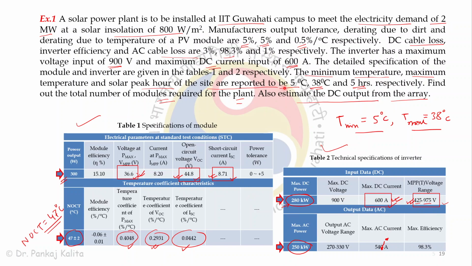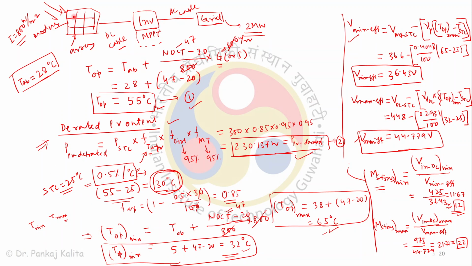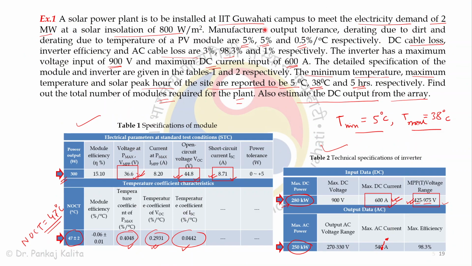T minimum is given as 5 degrees Celsius and T maximum is 35 degrees Celsius. NOCT is 47 for the module. Now this is the array, with 800 watt per meter square. Then power is generated and it goes to the inverter coupled with MPPT, then to the grid, 2 megawatt. So you have to obtain the operating temperature. The ambient temperature is 28 degrees Celsius. It is mentioned here, or if not mentioned, then you can assume the ambient temperature.